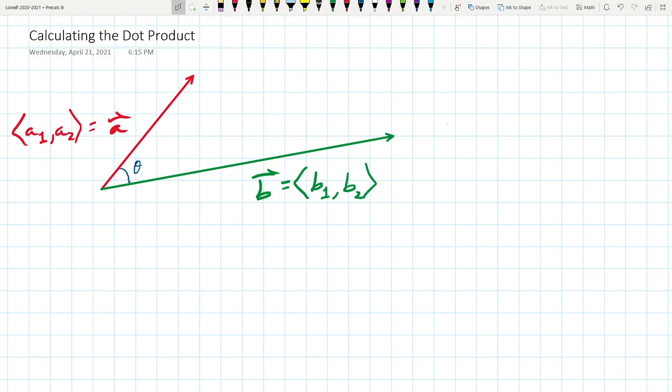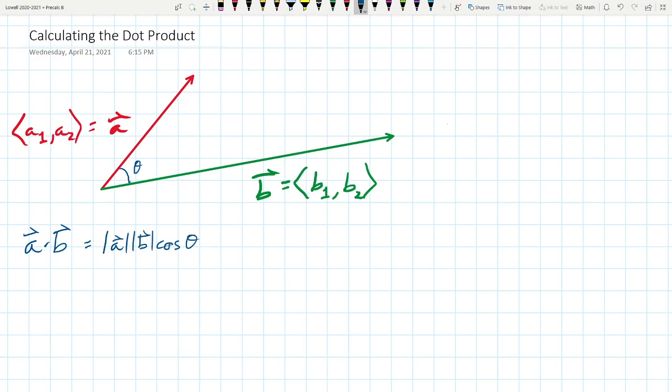Let's just remind ourselves, again, that the dot product, so I'll say A dot B, again, a vector dot a vector, is equal to the magnitude of A times the magnitude of B times the cosine of whatever the angle is between them.